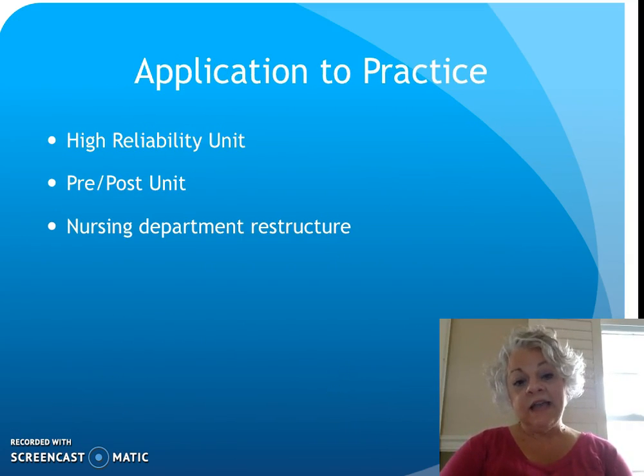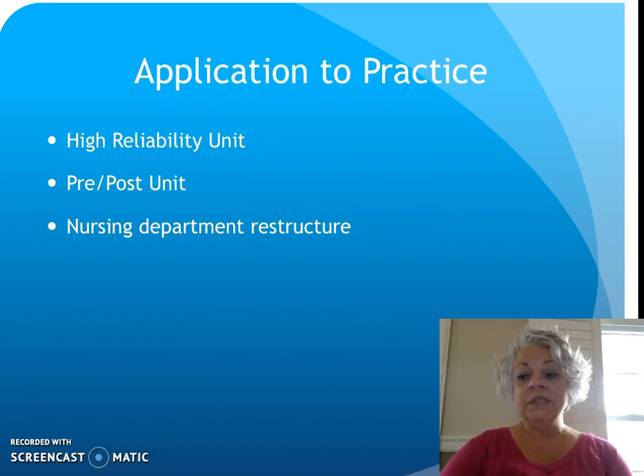Application to practice. I've listed on the screen three different things that I think are interesting and apply to Bennis' theory of leadership in our department or in our institution. One is a high reliability unit. That is a unit that self-monitors bundles to prevent hacks on the unit.